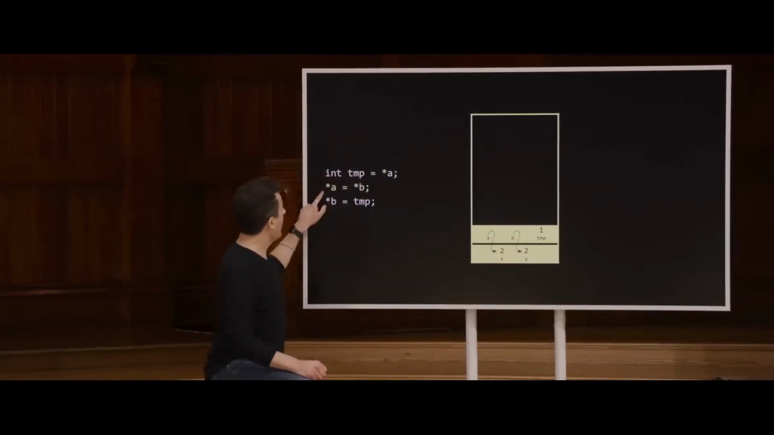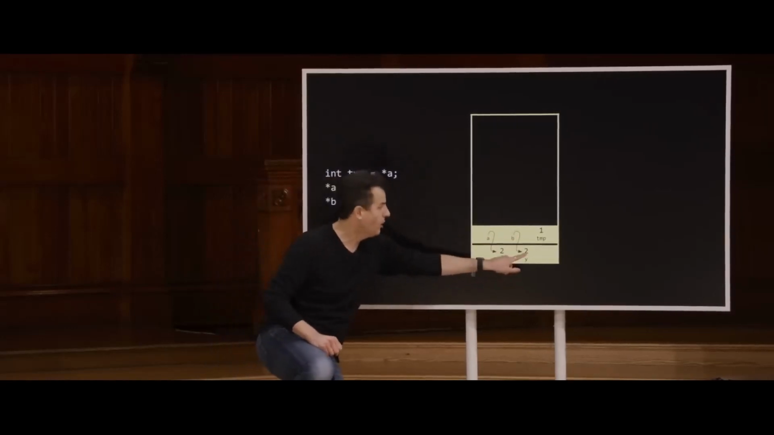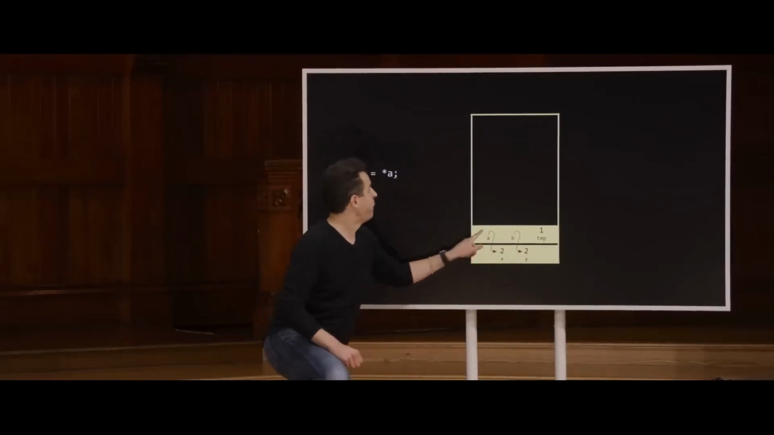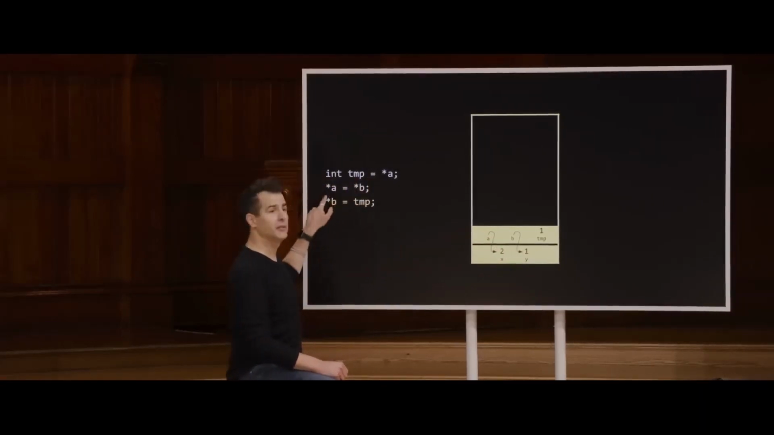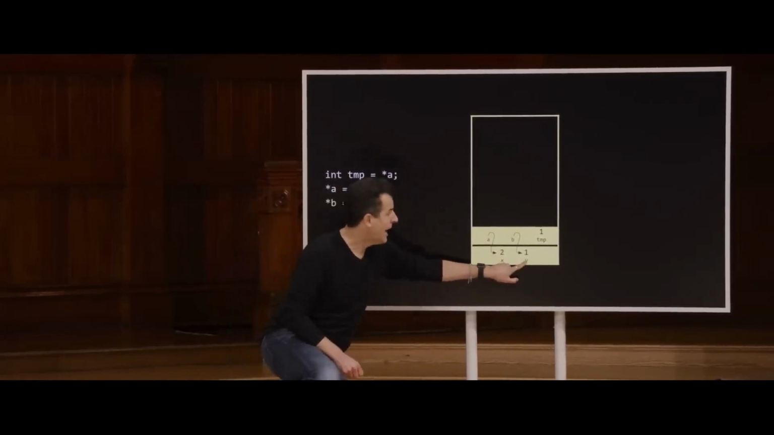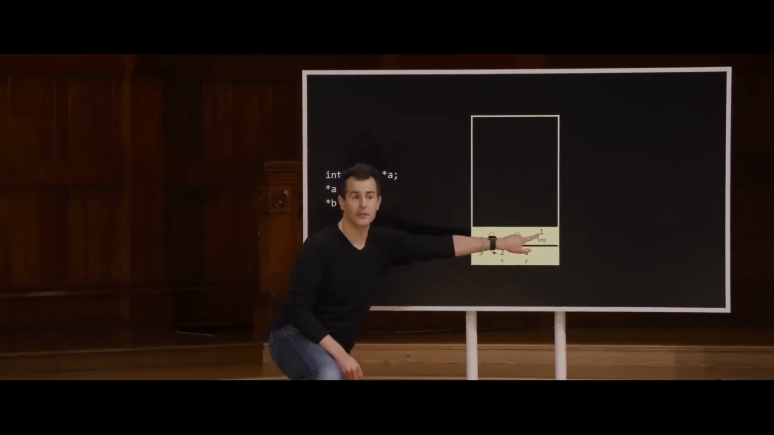All right, star a equals star b. So let's do it from right to left. Star b means follow the arrow. It's 2. And then follow the arrow on the left. It's now 2 because you copy 2 to the other from right to left. And then lastly, star b gets temp. So start at b, go to b, and now store whatever the value is in temp.